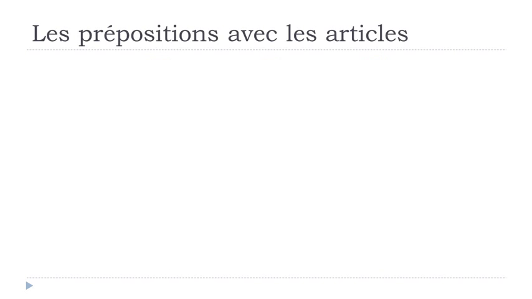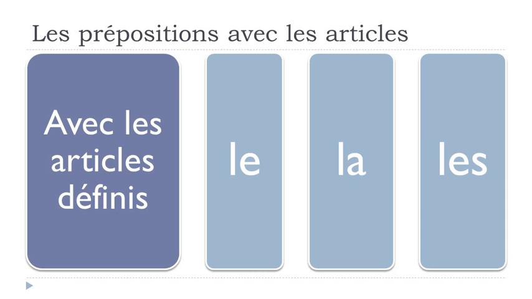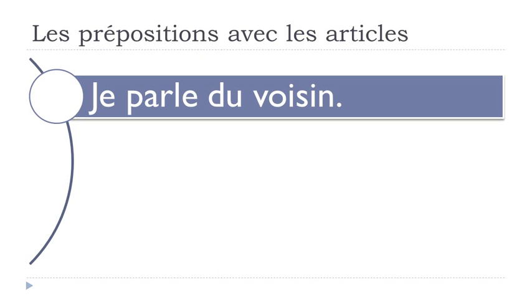All right, so let's see now how it will work if we combine it with les articles définis. So le, la, and les. Okay, as we saw previously. Let's see now the examples. The first one, je parle du voisin. Voisin, here it's the masculine form of the neighbor. Le voisin, okay, the neighbor. And what you can see here is the result of the combination of de plus le, okay? It will become du, okay, for the masculine form. Je parle du voisin, okay? So I talk about the neighbor.